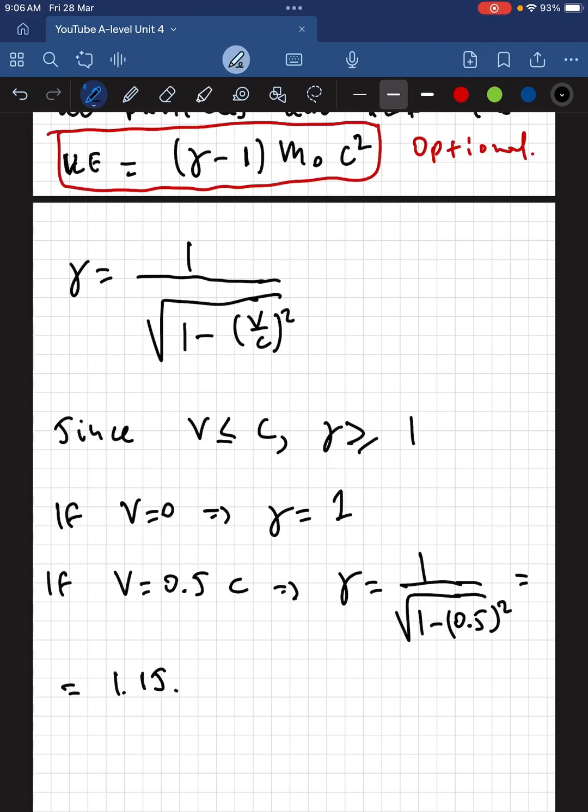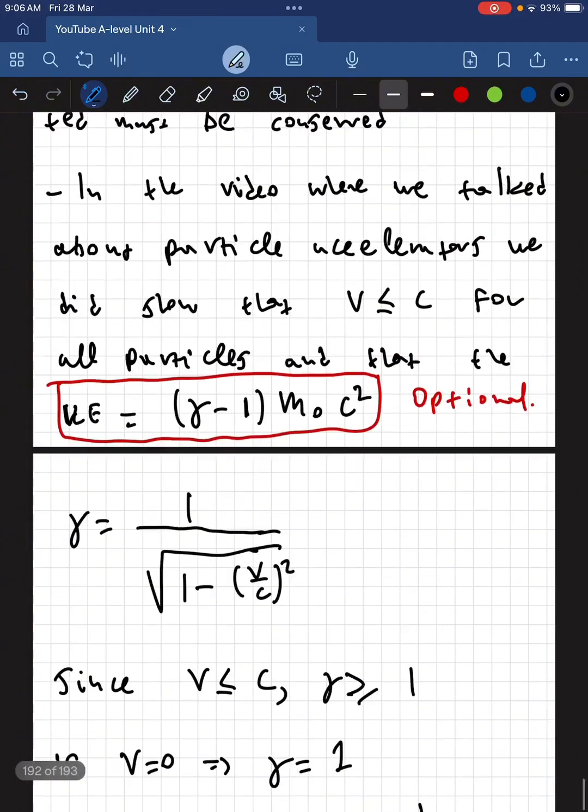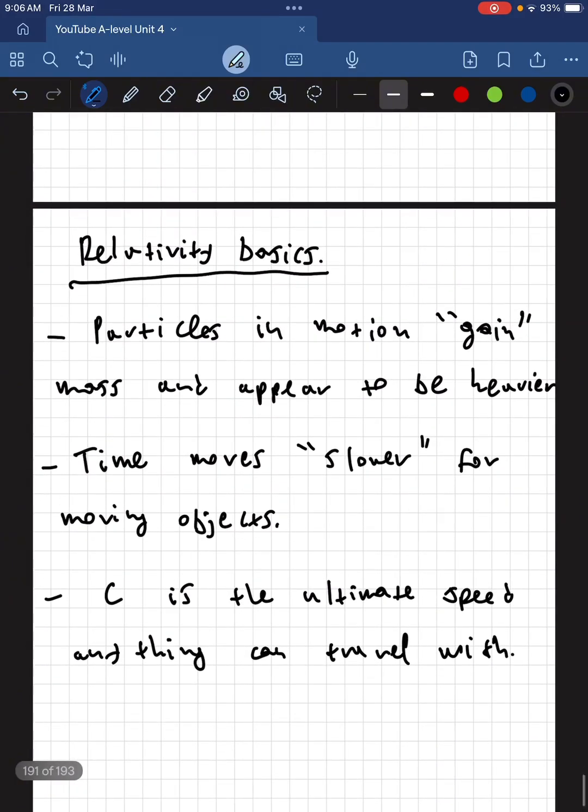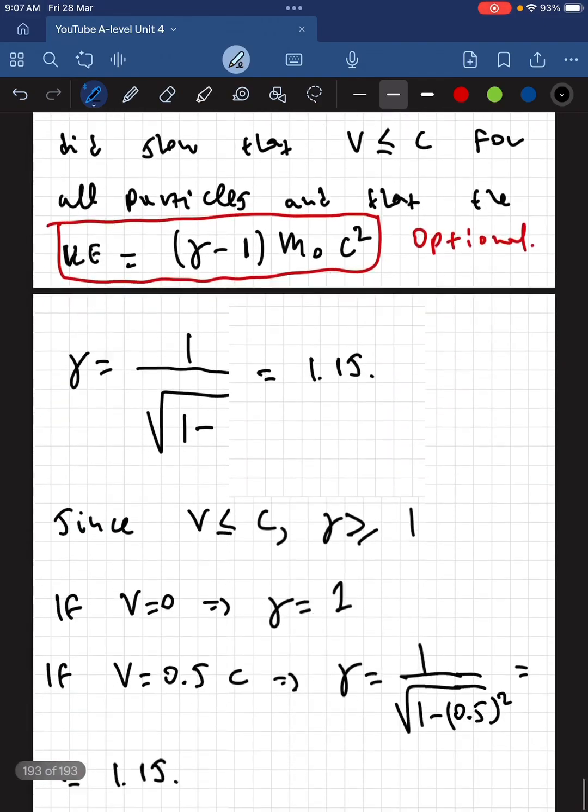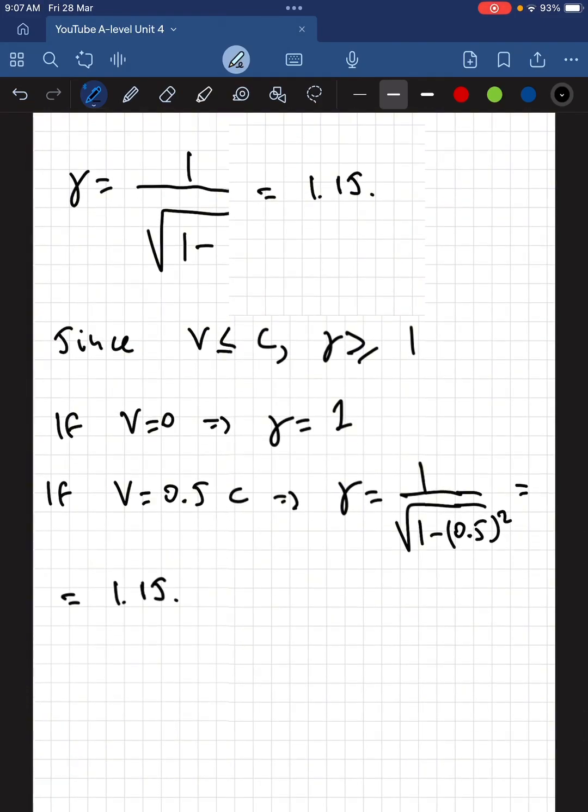And this is what we mean by mass increasing. Remember when we said that particles in motion gain mass and appear to be heavier? As we will see in a while, this happens because of this gamma factor.